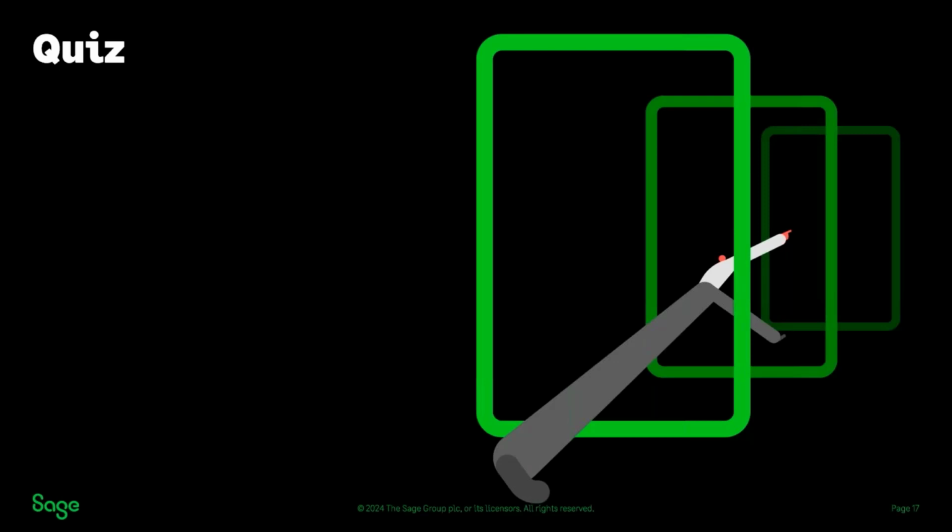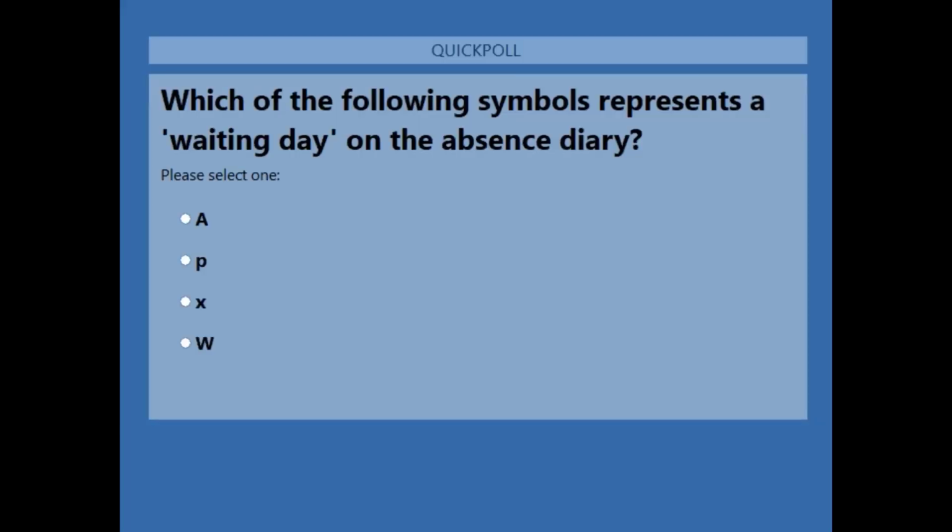And the last question for you, this one's about the absence diary. So which of the following symbols represents a waiting day on the absence diary? 4 possible answers for this one. So is it the letter A? Is it a P? Is it an X? Or is it a W? So which of those letters or symbols represents a waiting day on the absence diary?